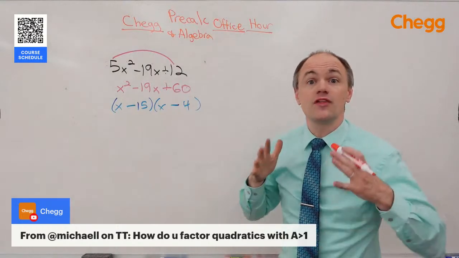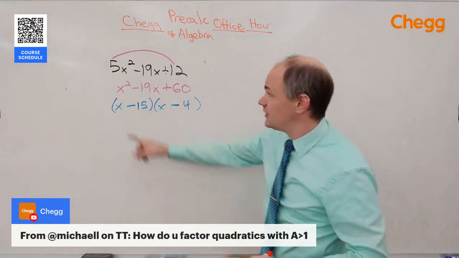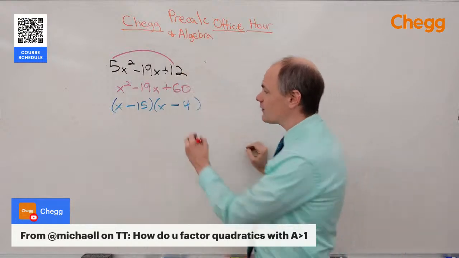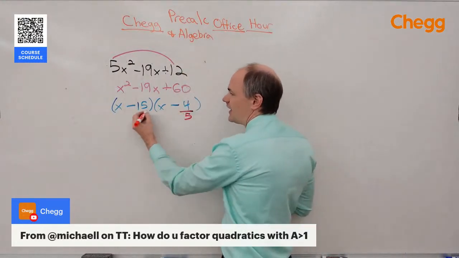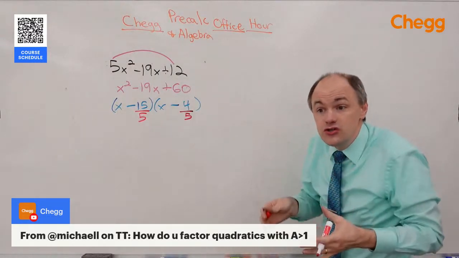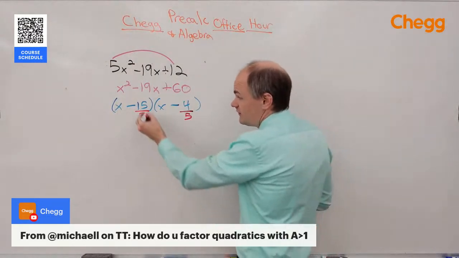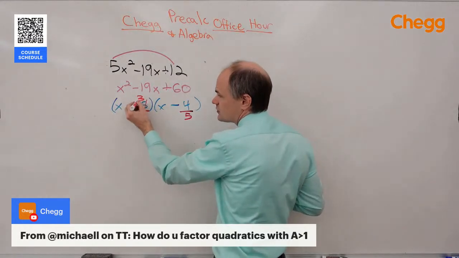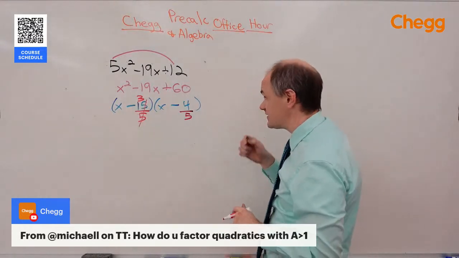How do we get the answer to the black problem? Here's how you did it. Remember that 5 we slid? Now we're going to divide it out. We're going to divide both of the numbers by 5 and then reduce those fractions. 15 over 5, that reduces to just 3. No more fraction. That's nice.